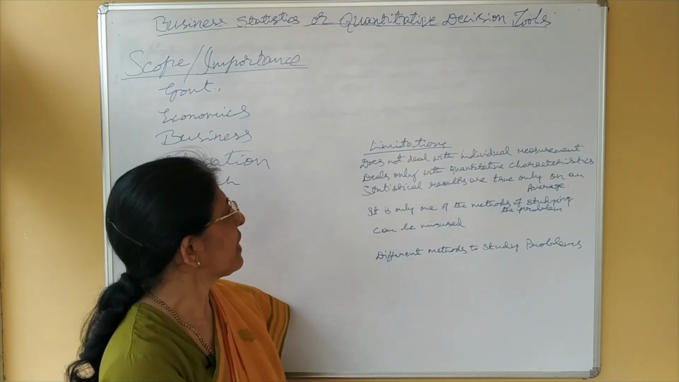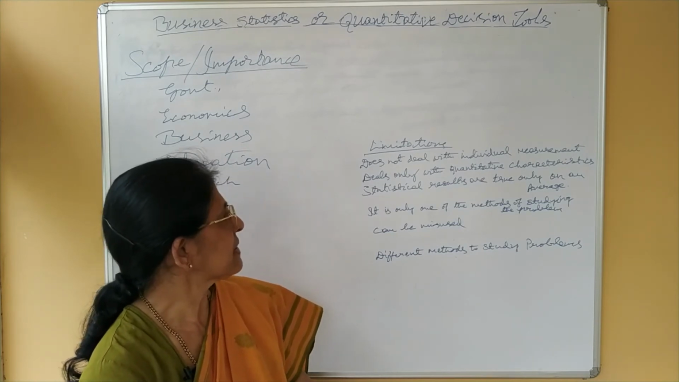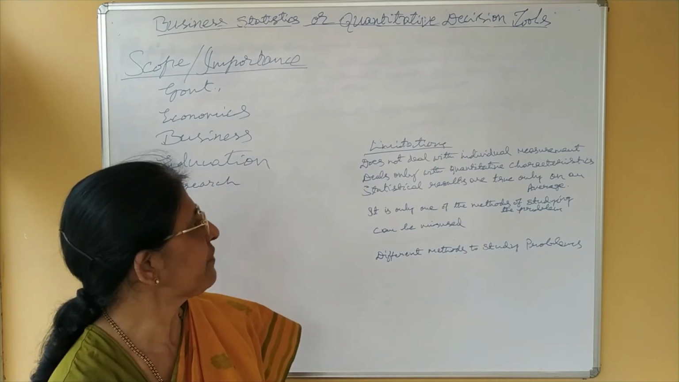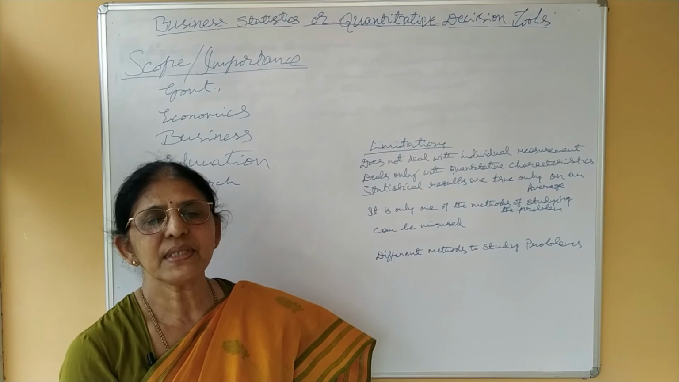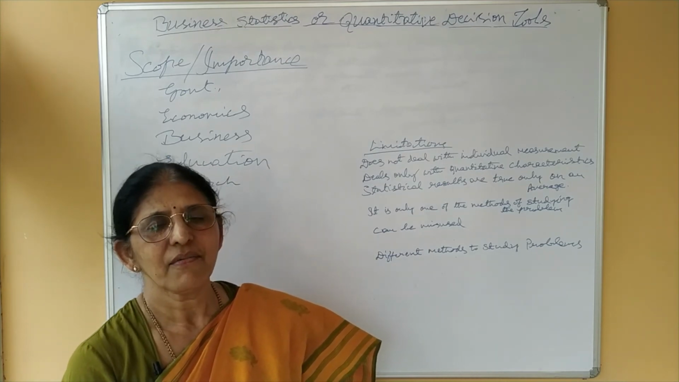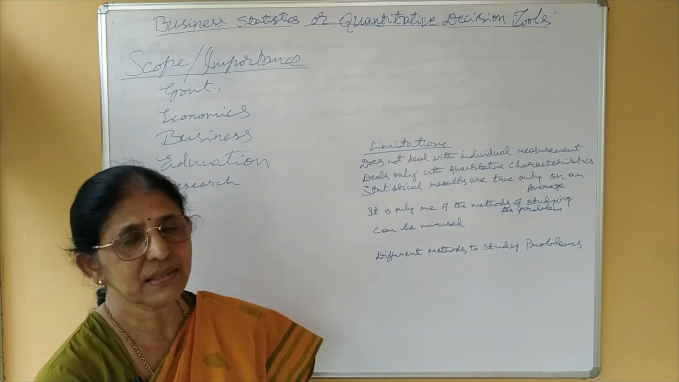Therefore, that is one of the limitations of statistics. Then another one is that it deals only with quantitative characteristics. When we say characteristics, we come across mainly two types of characteristics. One is quantitative characteristic, another one is qualitative characteristic.